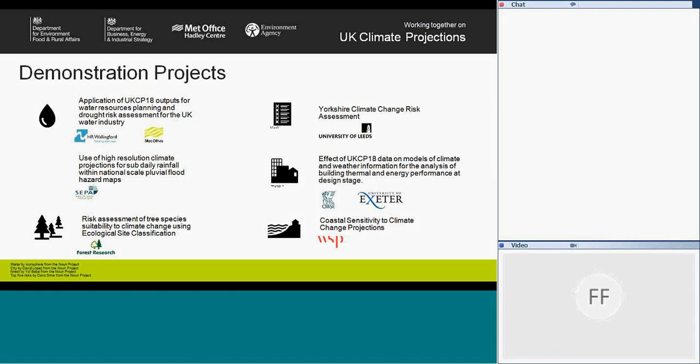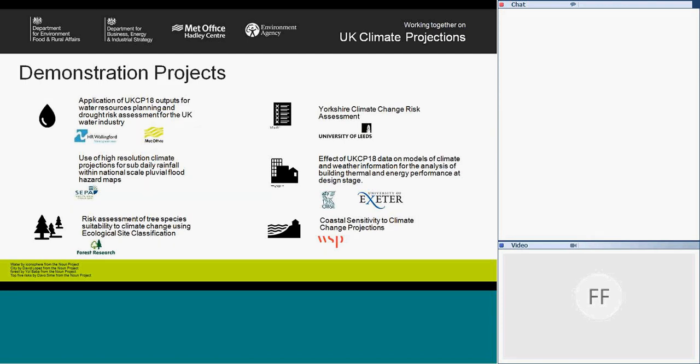What I've been talking about so far are the project decisions that we have been making, and how that's influencing the products as well as the way the project has been set up. But we've also been thinking about how the projections will be used following the launch of the data and the data products and the other guidance. And that is, we've been working with 6 organizations, or 6 projects, to demonstrate the utility of the data that we're producing.